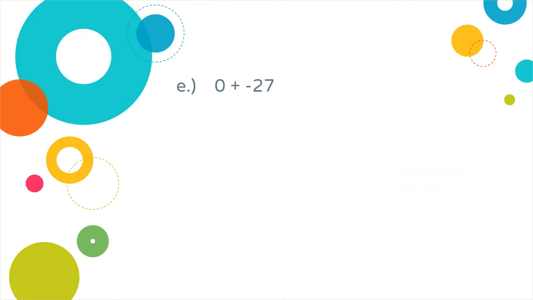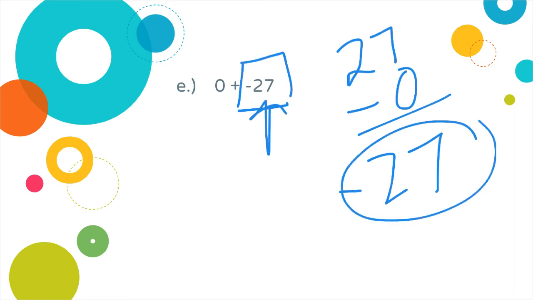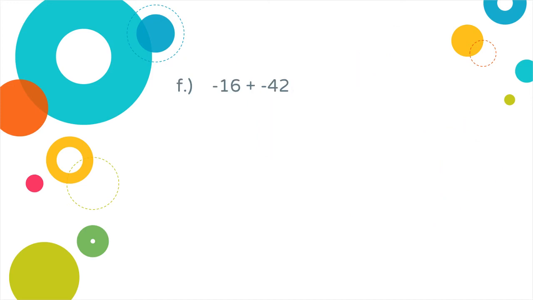Letter E, 0 plus negative 27. 0 is neither positive nor negative, and you have a negative 27. If we took 27 and subtracted 0, you would get 27. And 27 is the bigger number, which means it would be a negative, so your answer is negative 27. If you were on the number line at 0 and jumped back 27 spots to negative 27, you would be going negative 27.